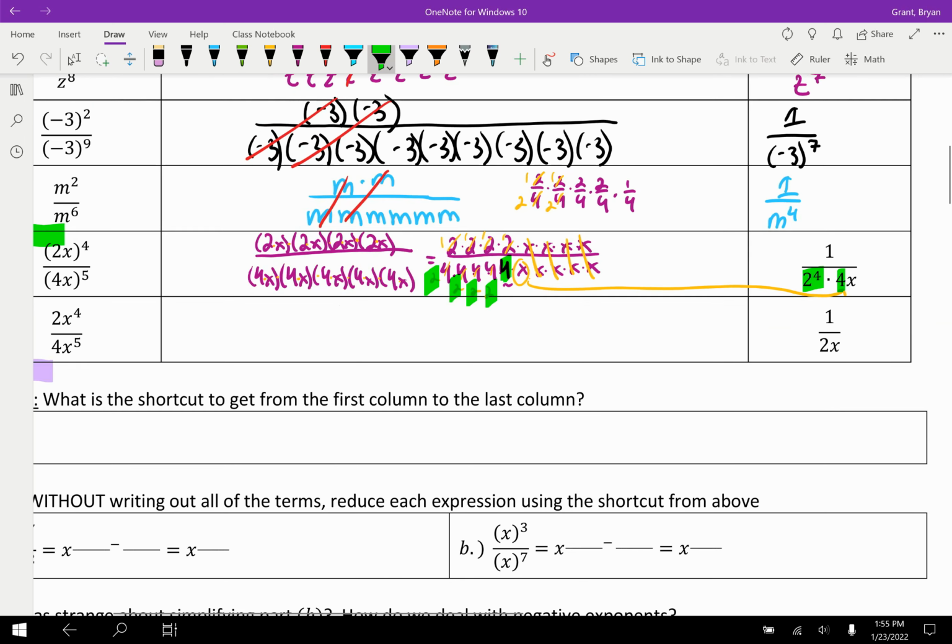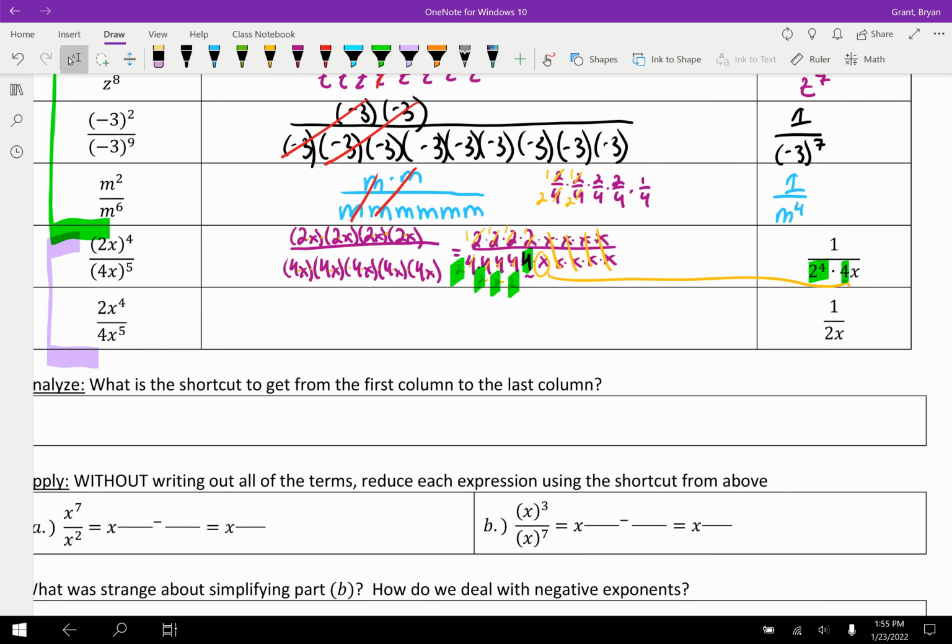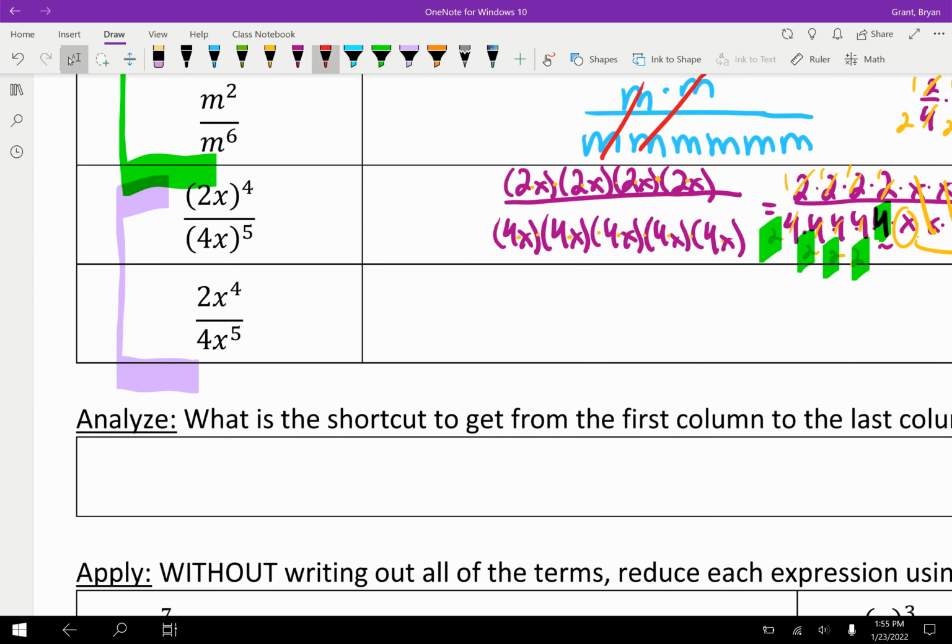Let's try one more. This one goes a little faster. You might at first glance look at this and go, oh, it's the exact same problem. But then hopefully you take a glance over at the answer and realize that's not the same answer. How is this problem different? Well, it's all about the parentheses. This x has a 4th power, this x has a 5th. The 2 and the 4 are not attached to that power. Here the 2x were to the 4th. Here it's just 2, and then there's an x to the 4th.